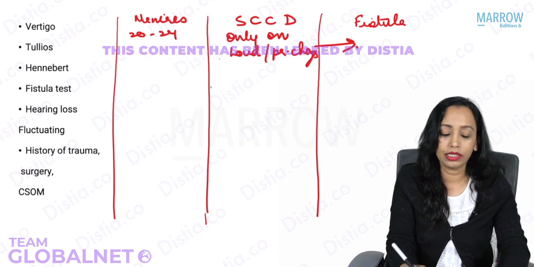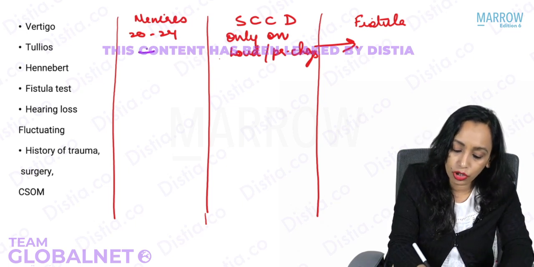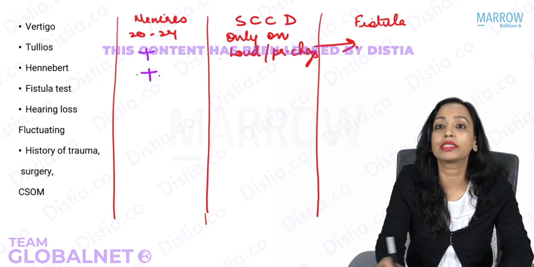Whereas in Meniere's, continuous severe vertigo will be present. Along with that, the Tullio phenomenon will be present. Along with that, Hennebert sign will be present.